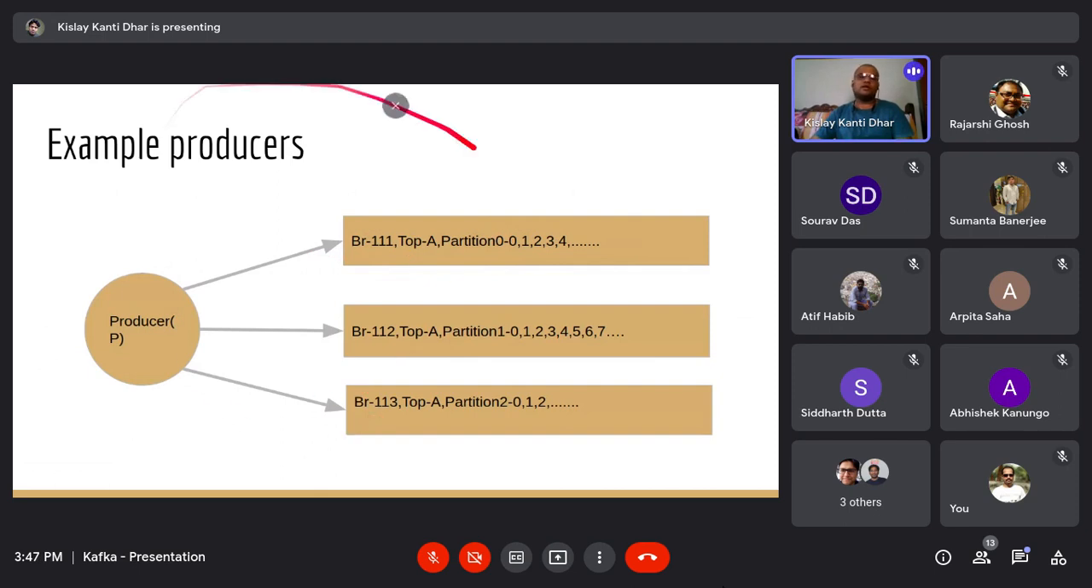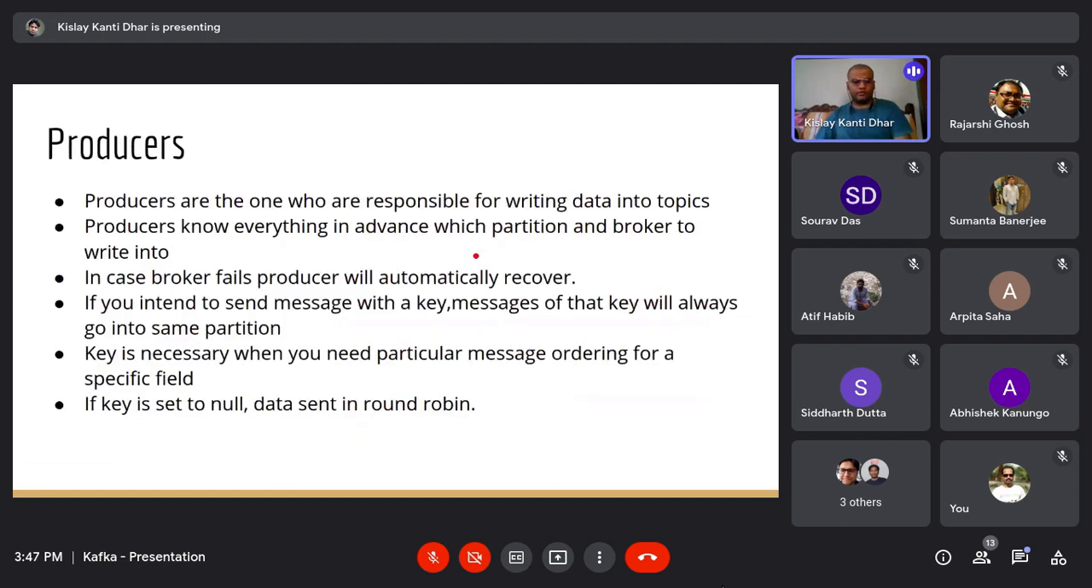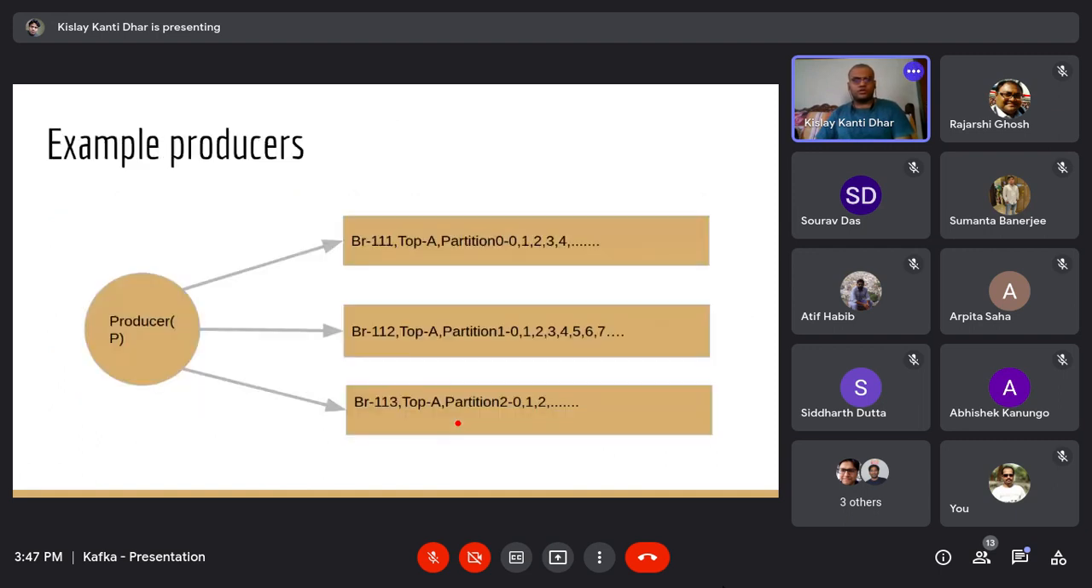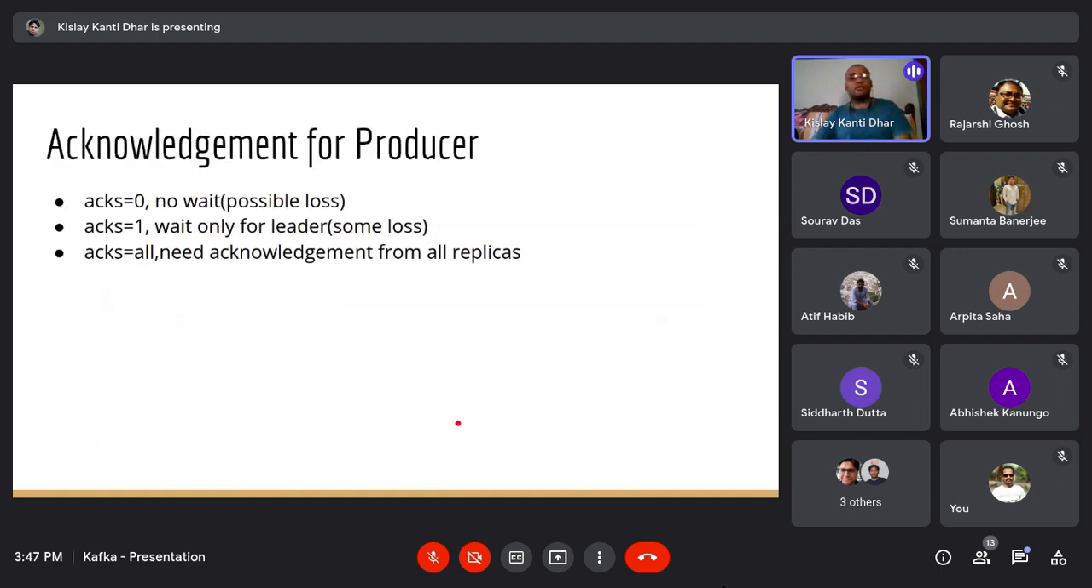Like first it will put it there, then it will put it there, then it will put it there, and then again it will move back to here. It will follow a round robin way. Yeah, key set to null, data is sent in round robin. Okay, so this one is done, and next, acknowledgement for producer.